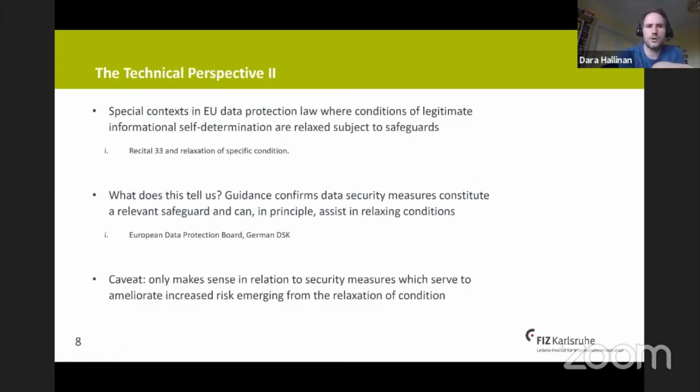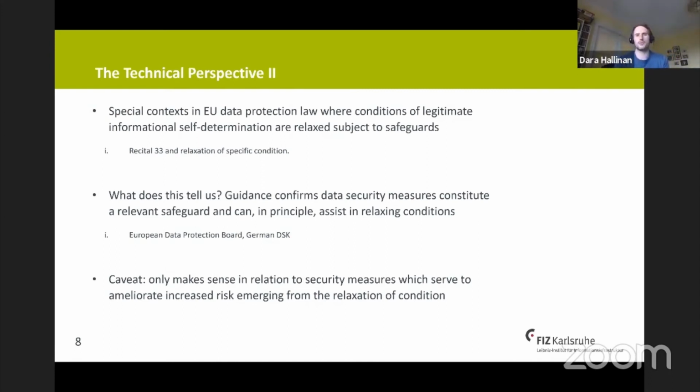There are, however, special contexts in EU data protection law where the conditions of legitimate self-determination can be relaxed subsequent to the presence of certain types of safeguards. Of course, I'm speaking very specifically about the possibility under Recital 33 that consent obtained by a researcher or a research institute need not necessarily be specific informed consent, provided that this isn't possible in light of the research proposed, and provided that certain safeguards are in place such that data subjects' rights are protected.